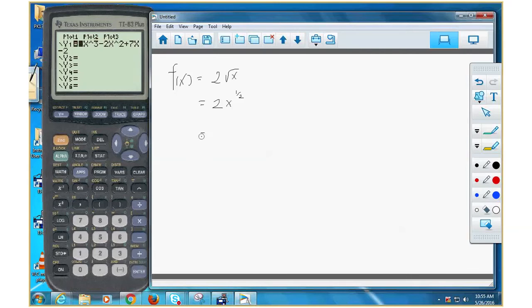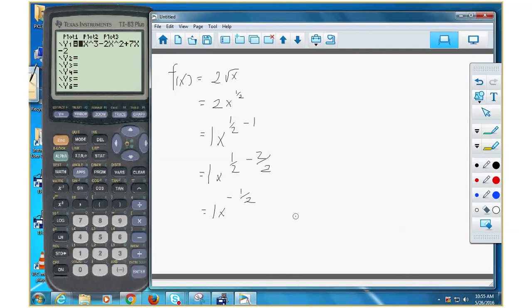Take half of 2. X and 1/2. Oh gosh, I don't know how to do 1/2 minus 1. That's a fraction. Well, that's 1/2 minus what? 2 halves. Which is 1x to the negative 1/2.